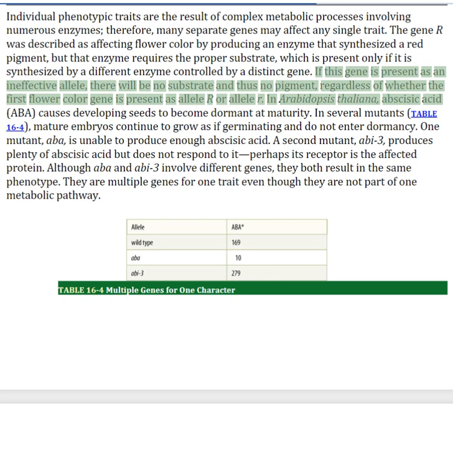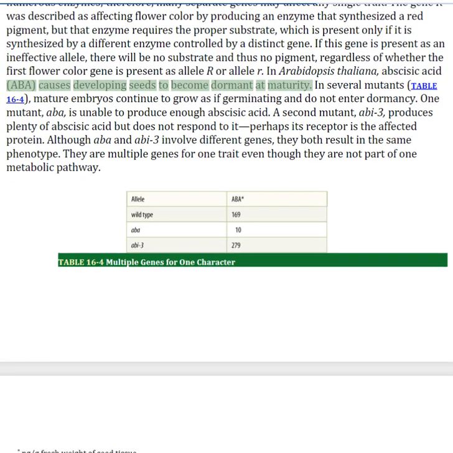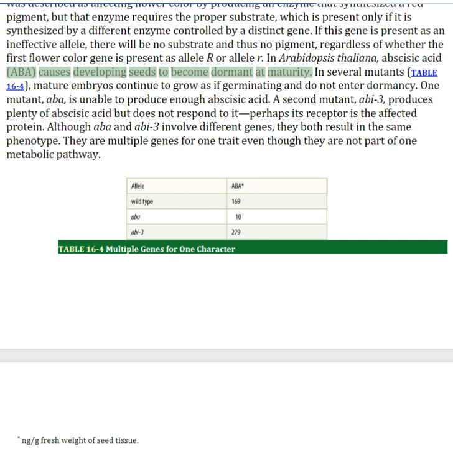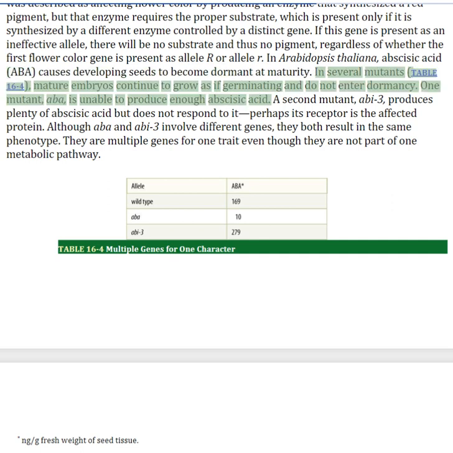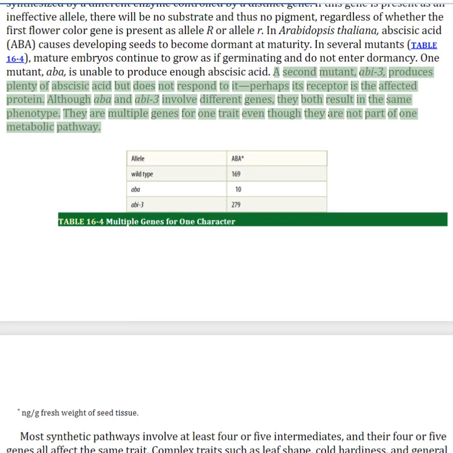In Arabidopsis thaliana, abscisic acid causes developing seeds to become dormant at maturity. In several mutants, mature embryos continue to grow as if germinating and do not enter dormancy. One mutant, ABA, is unable to produce enough abscisic acid. A second mutant, ABI3, produces plenty of abscisic acid but does not respond to it, perhaps its receptor is the affected protein. Although ABA and ABI3 involve different genes, they both result in the same phenotype. They are multiple genes for one trait even though they are not part of one metabolic pathway.